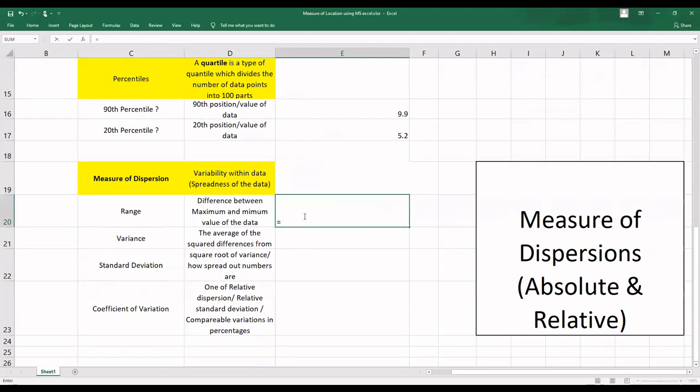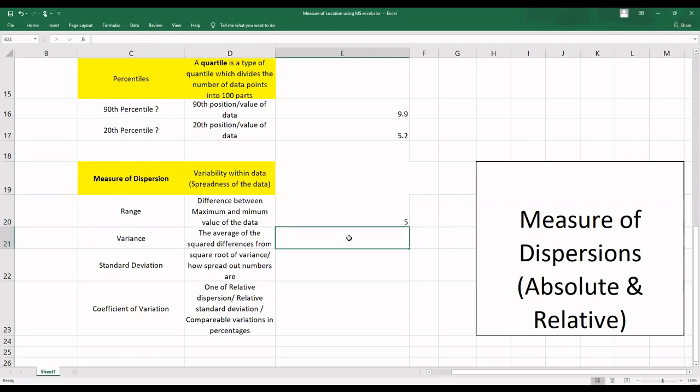The next is the difference between maximum and minimum. The range function is equal to MAX of B2 colon B11 bracket close, minus the minimum value, MIN of B2 colon B11. You will get the answer of the range. The range is the maximum value minus the minimum value, which is just 5.